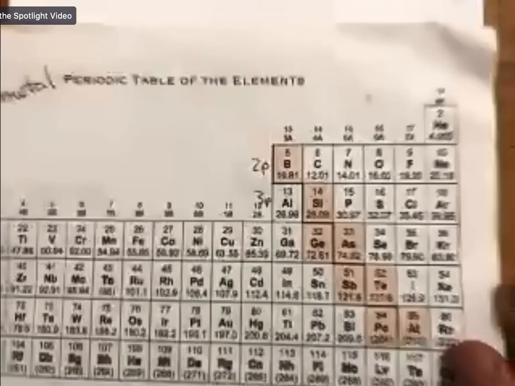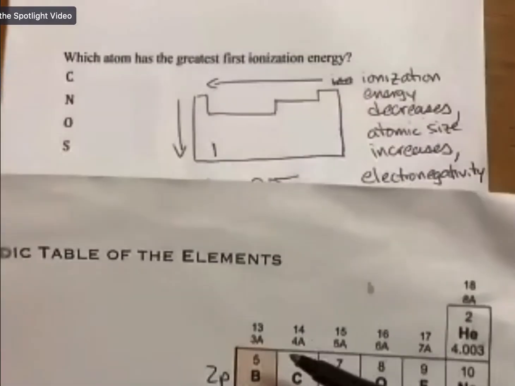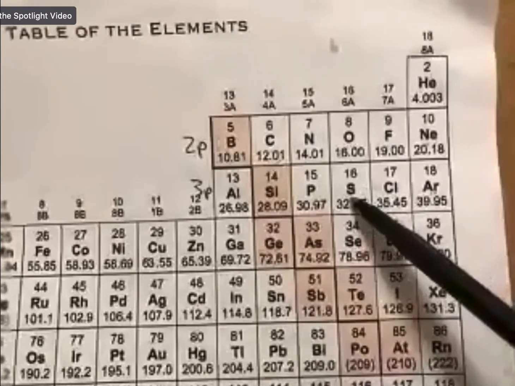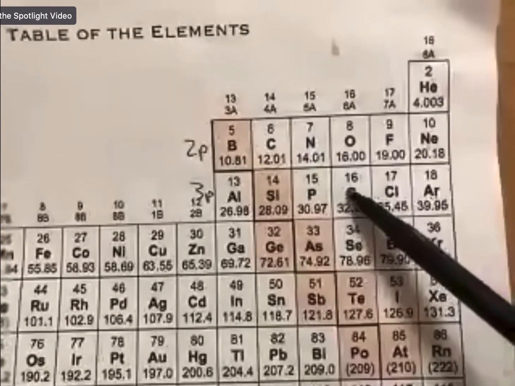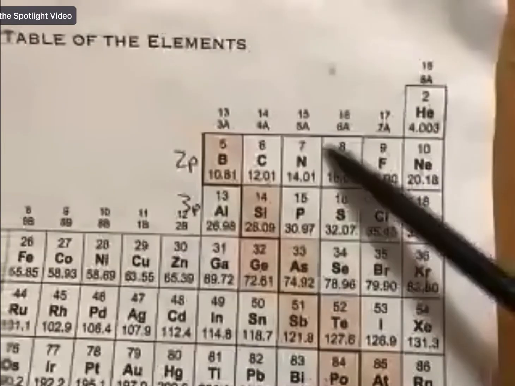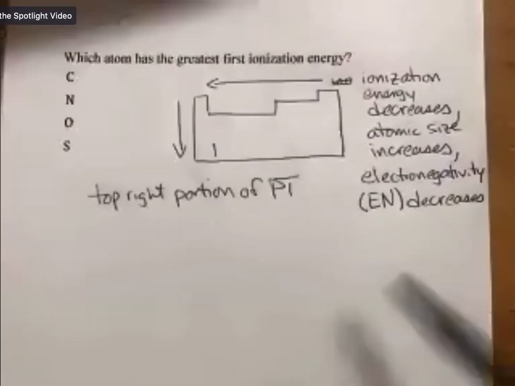Then I take my periodic table and I have, let's see, C, N, O, and S. Of these elements, the closest to the top right is actually O. O is going to have the greatest first ionization energy of these four elements.